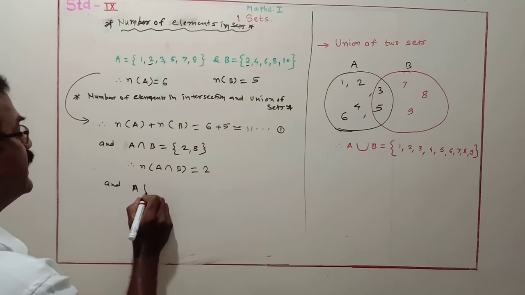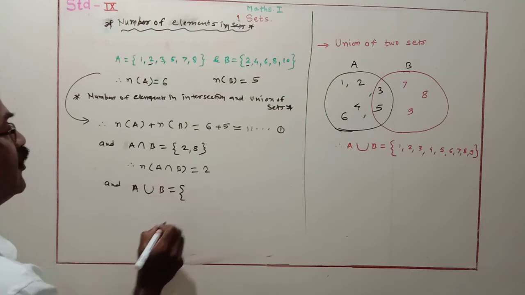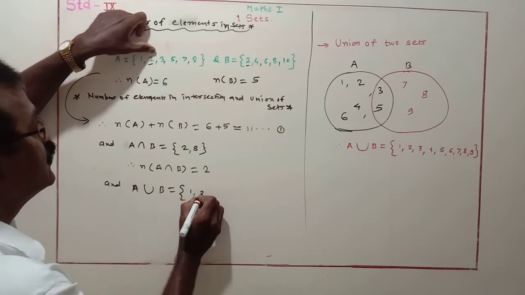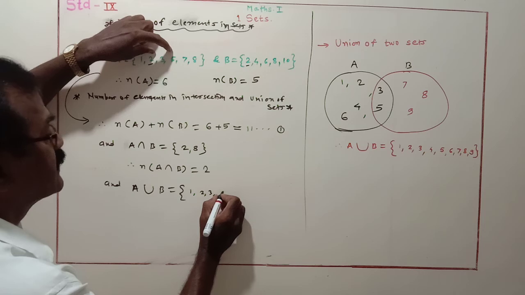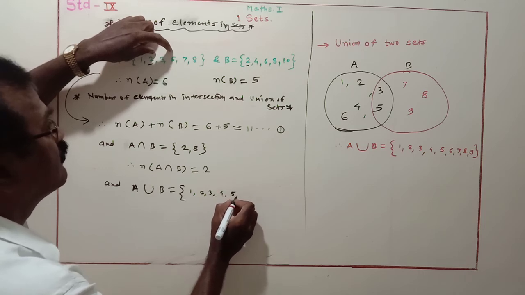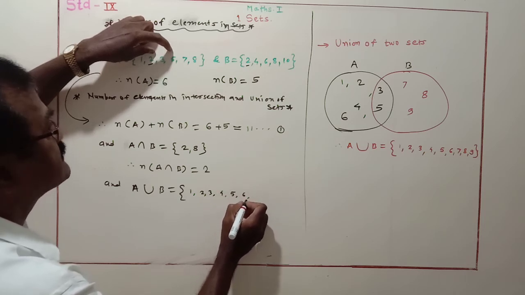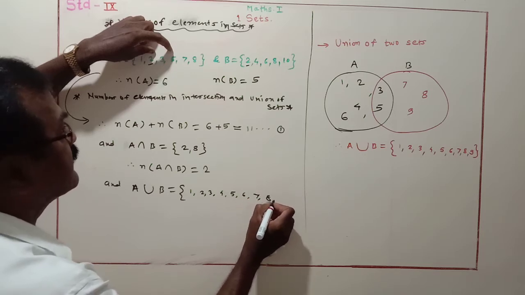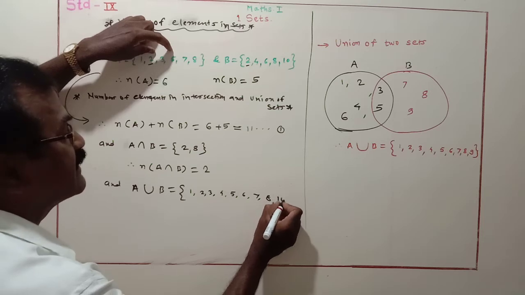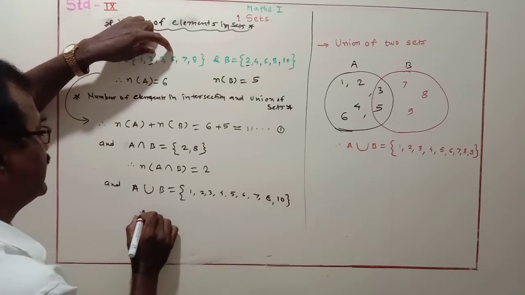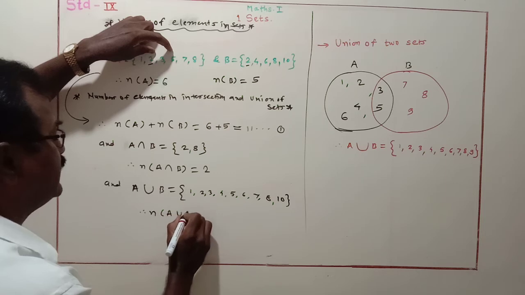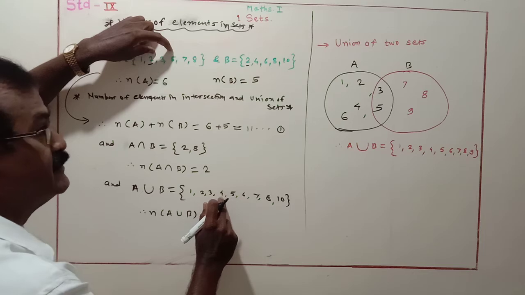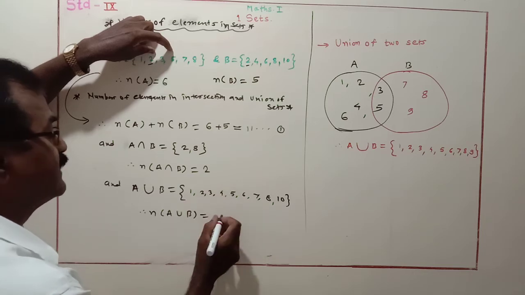A union B, all elements of A and B. We write 1, 2, 3, 4, 5, 6, 7, 8 and 9. n of A union B is equal to 9.